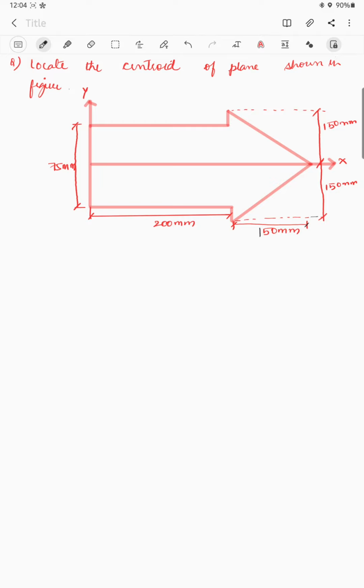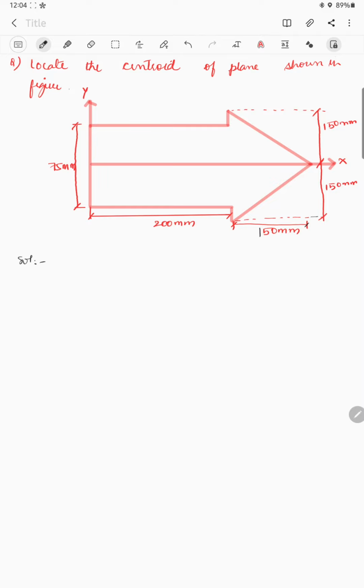Okay, so this is the figure given to us, it is like an arrow mark. The questioner is asking us to locate the centroid of the plane shown in the figure. So, we have to locate the centroid of this figure. The red part is given in the question. Okay, so now we'll start our problem.